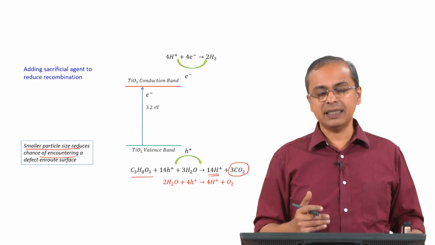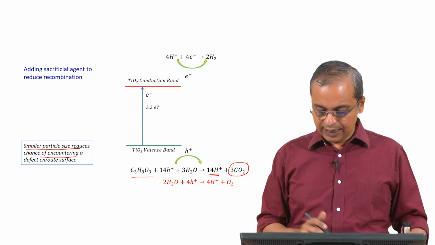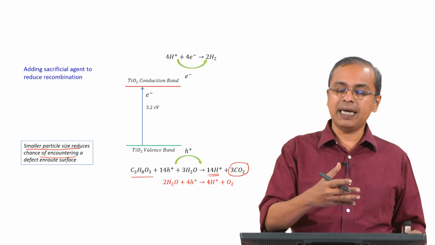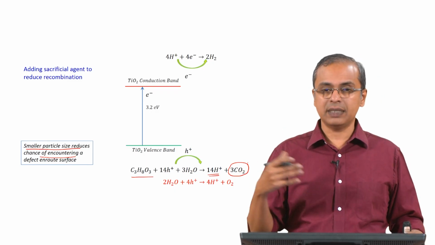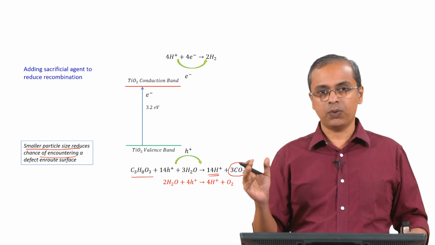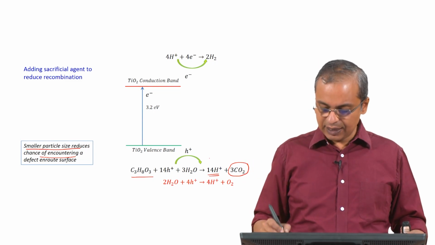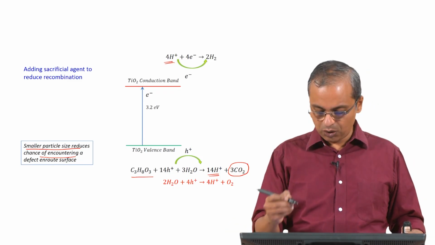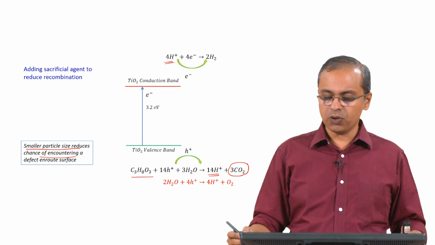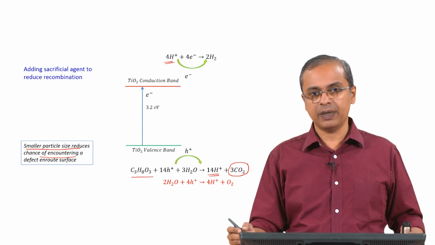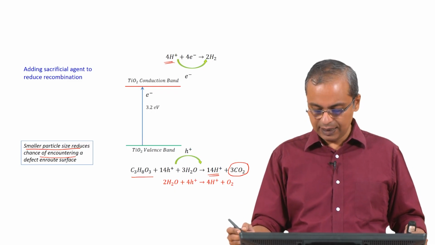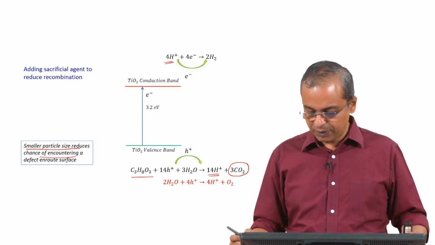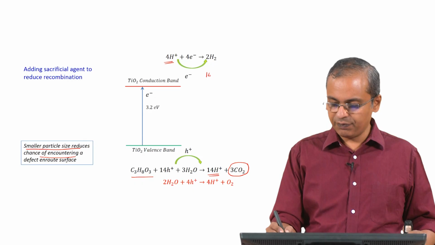So, by having another agent there, some kind of an alcohol, you can create a situation where the holes that you generate will preferentially react with that alcohol, oxidize the alcohol, and generate CO2 and protons. These same protons can now go back here in addition to the protons that are coming, so you get a lot of protons in the process, and those protons can react with the electrons that are generated and generate the H2.